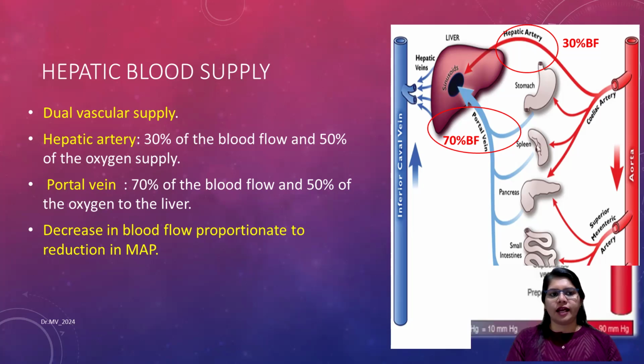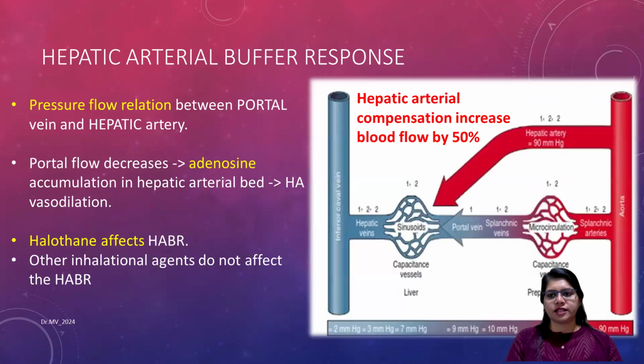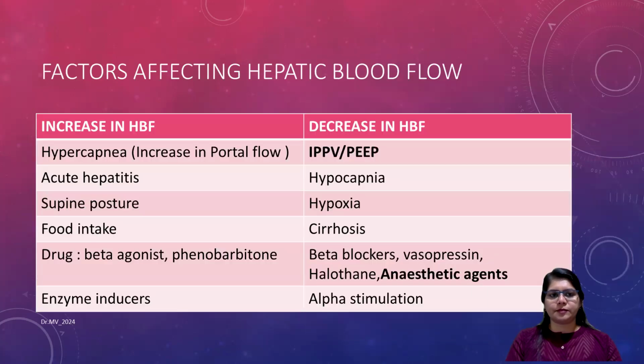You can see that there are intrinsic and extrinsic factors that affect the hepatic blood flow regulation. Among that, the hepatic arterial buffer response is of importance because it is a pressure flow relation between the portal vein and the hepatic artery. When the portal flow decreases, there is more adenosine accumulation in the hepatic arterial bed, and so hepatic arterial vasodilatation will happen, and the hepatic arterial compensation will increase the blood flow by 50%. Among our inhalational agents, halothane affects the hepatic arterial buffer response.